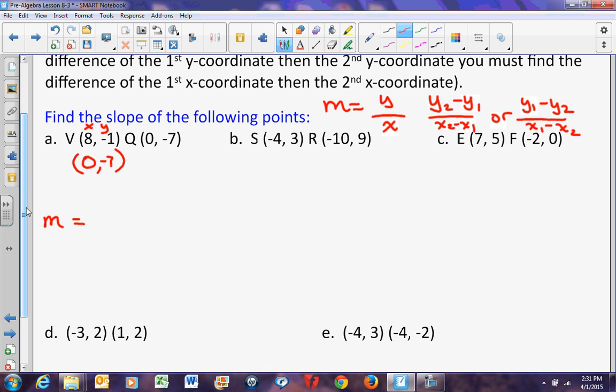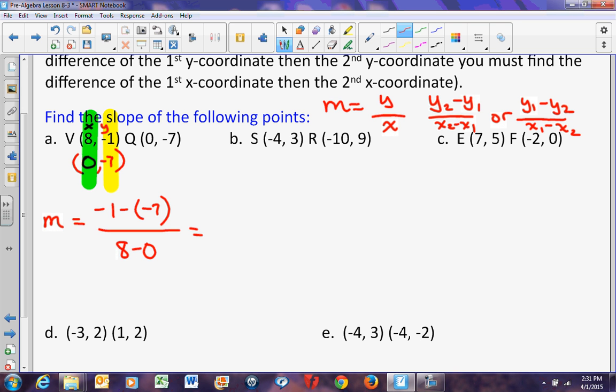Okay? Now that I have them lined up, I'm just going to subtract y over x. So y is going to be -1 minus a -7. All I did here was line up my y-coordinates right here. And then I'm going to line up my x-coordinates right here. Since I went y-coordinate top to bottom, I have to go x-coordinate top to bottom. So it's going to be 8 minus 0.